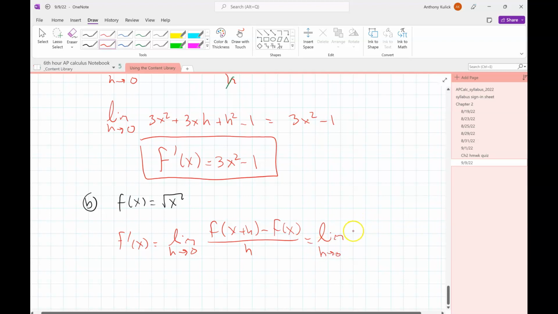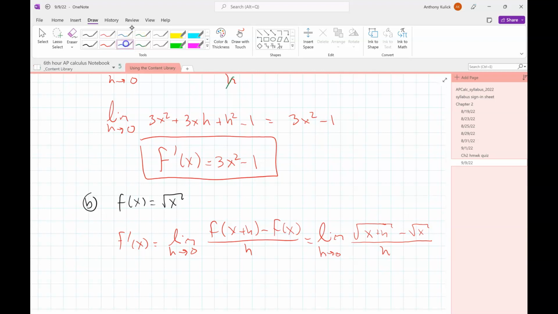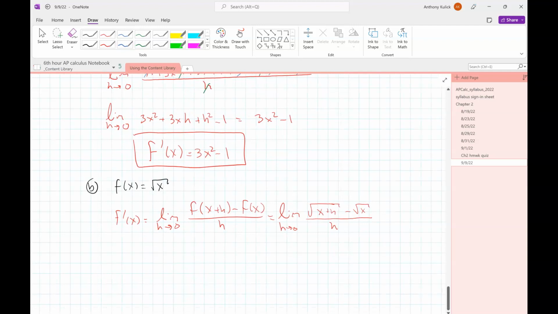And we'll plug our values in. What am I going to need to do to simplify this? Yeah, use the conjugate. Absolutely. So what do we got now?